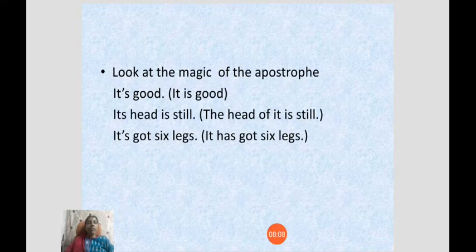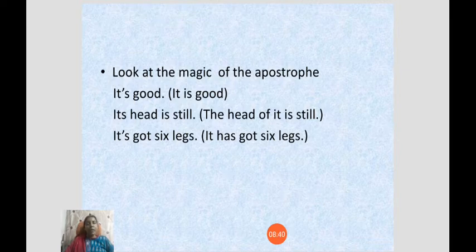Here, the apostrophe means it is good. Instead of writing "is," we have contracted it and we are writing "it's good." The second, "Its head is still," means the head of something is still. And the third is "it's got 6 legs," so it has got 6 legs.